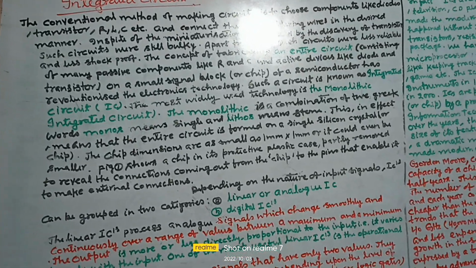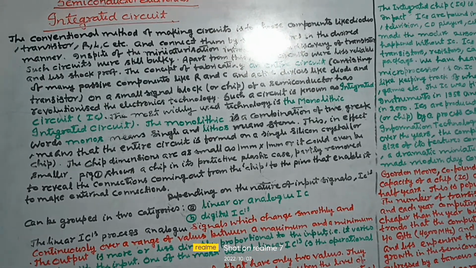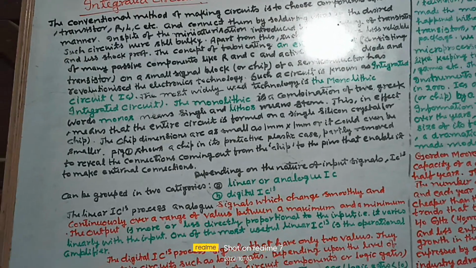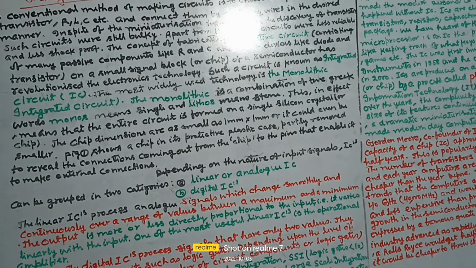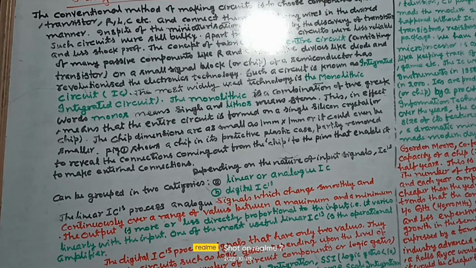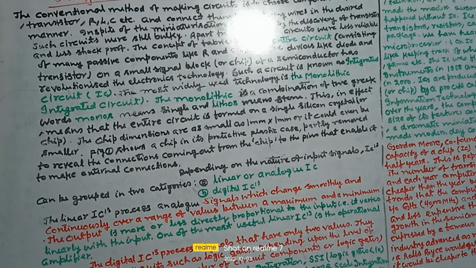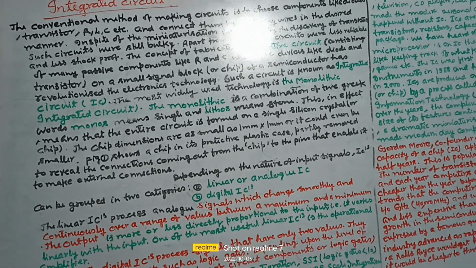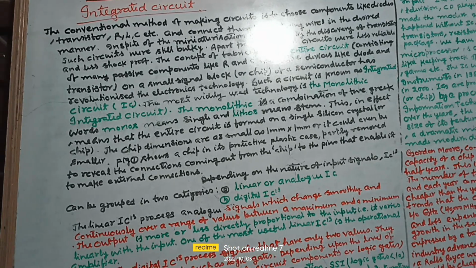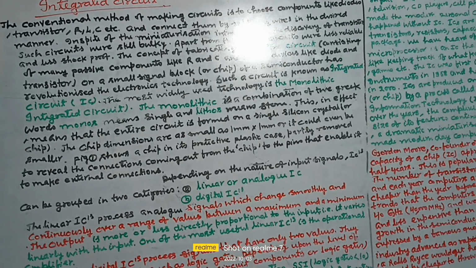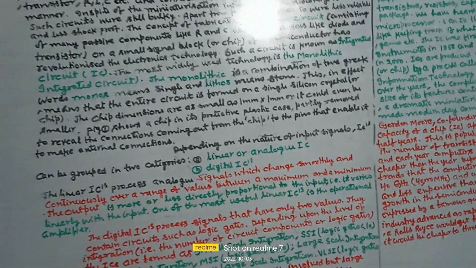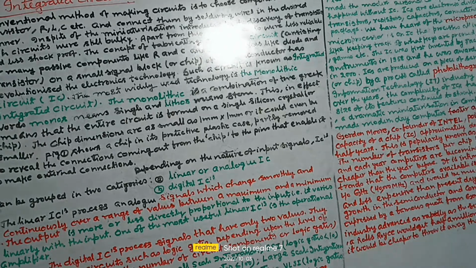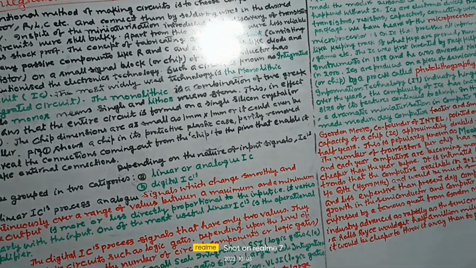Depending on the nature of input signals, ICs can be grouped in two categories: linear or analog IC, and digital IC. The linear IC processes analog signals, which change smoothly and continuously over a range of values between a maximum and minimum. The output is more or less directly proportional to the input. It varies linearly with the input. One of the most useful linear ICs is the operational amplifier. The digital IC processes signals that have only two values. They contain circuits such as logic gates.